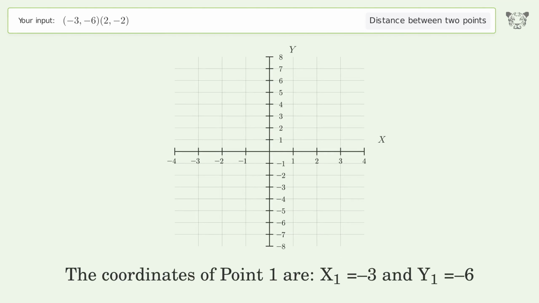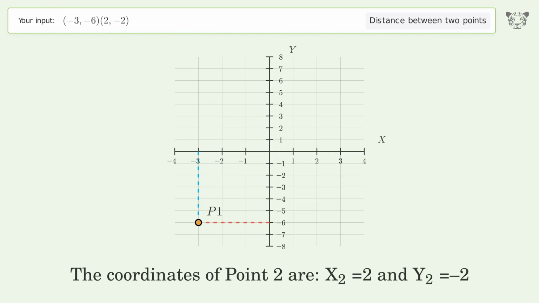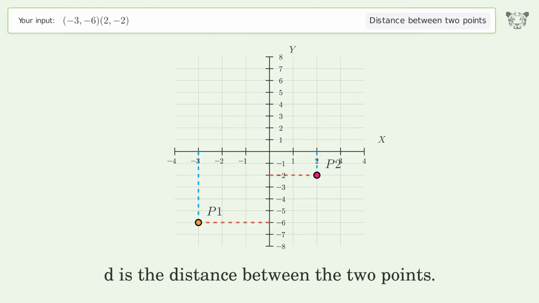The coordinates of point 1 are x1 equals -3 and y1 equals -6. The coordinates of point 2 are x2 equals 2 and y2 equals -2. D is the distance between the 2 points.